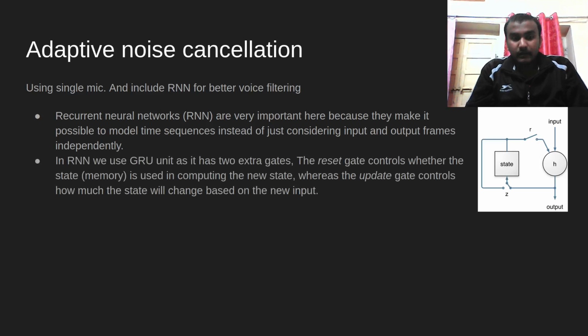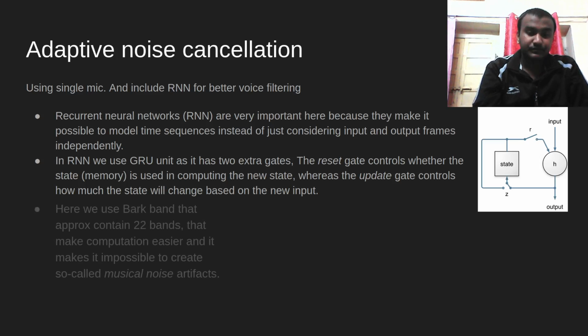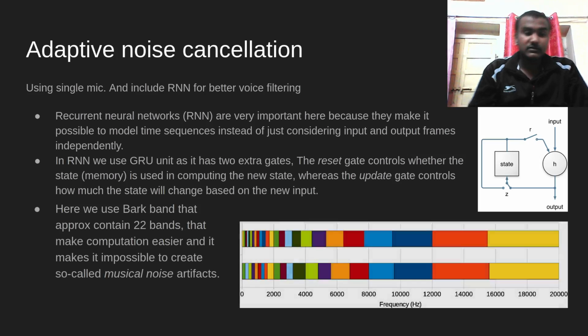In the RNN we use a GRU unit. A GRU unit has 2 extra gates. The first gate is the reset gate and the second gate is the update gate. The reset gate controls whether the state is used in computing the new state, whereas the update gate controls how much the state will change based on the new input. Here we use Bark bands, approximately 22 bands, which make computation easier as it has few bands, and it makes it impossible to create so-called musical noise artifacts.